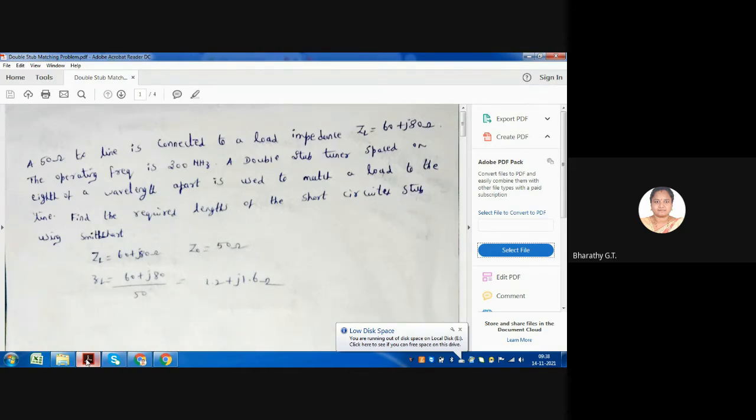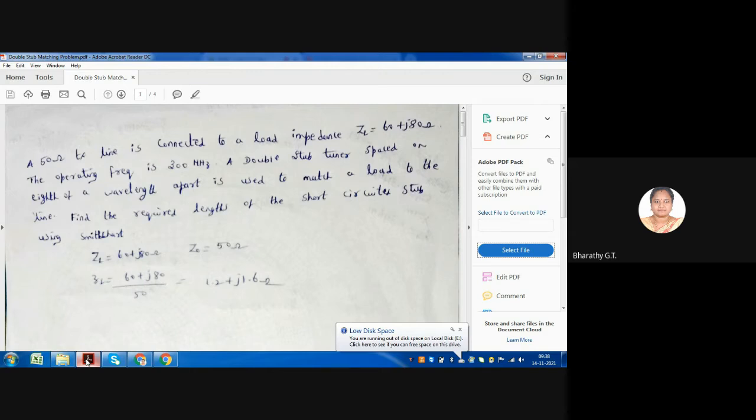While we solve the problem on double stub matching, I have told you that if you don't have anything mentioned regarding the space or distance between the stubs, then you have to consider that as lambda by 4. Now we will see a problem where the distance between the stubs is given as lambda by 8.